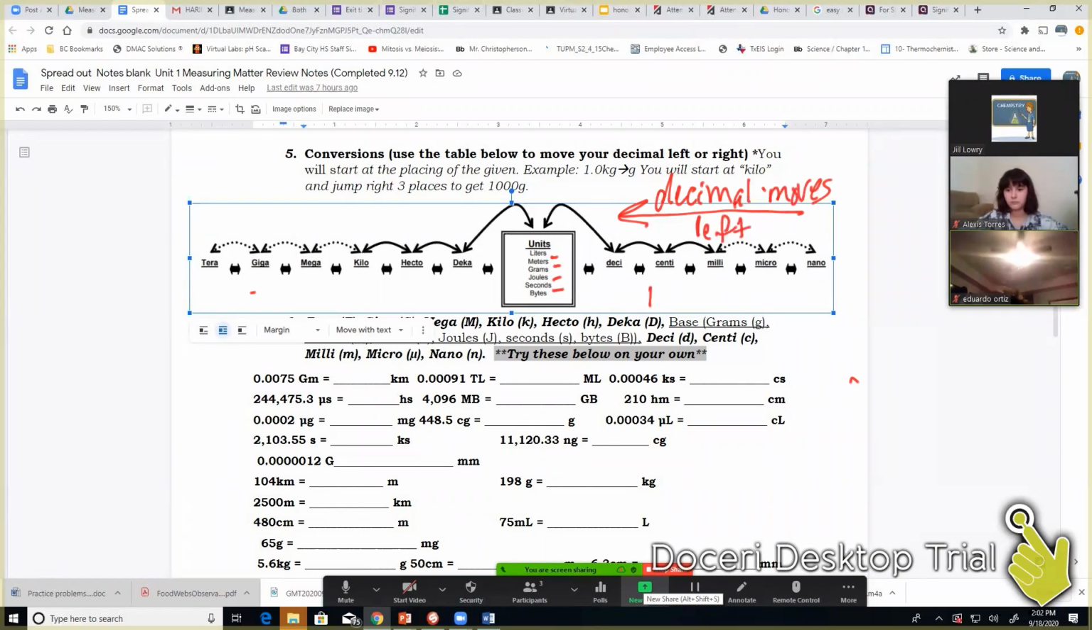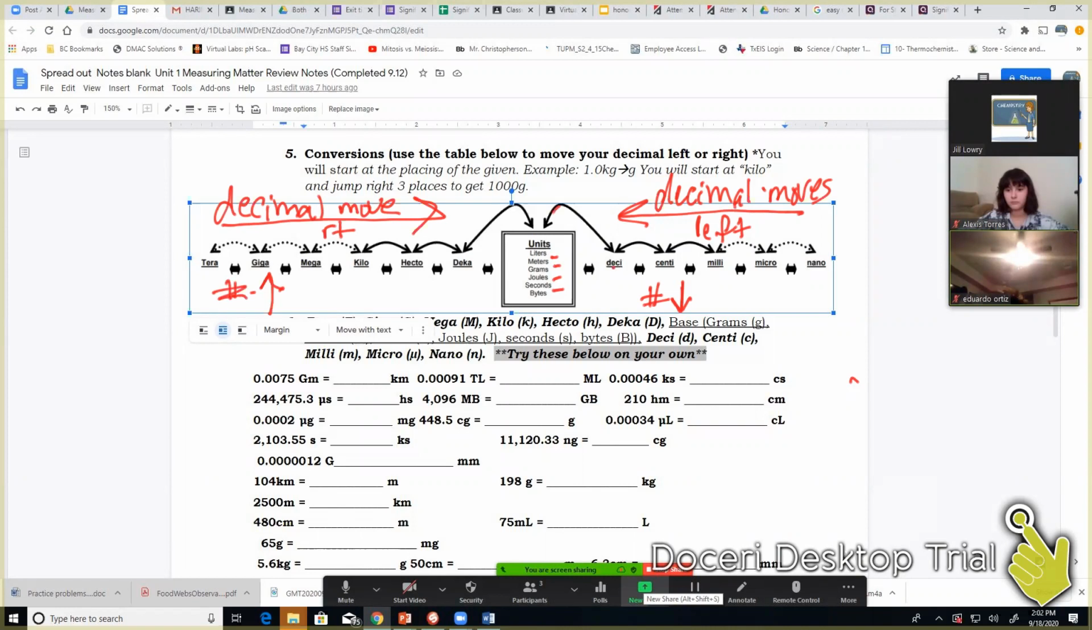And my number decreases. It's going to get smaller. If I'm starting with one of the large prefixes and I'm moving the other way, then my decimal is going to move to the right, and my number will get larger. It will increase.